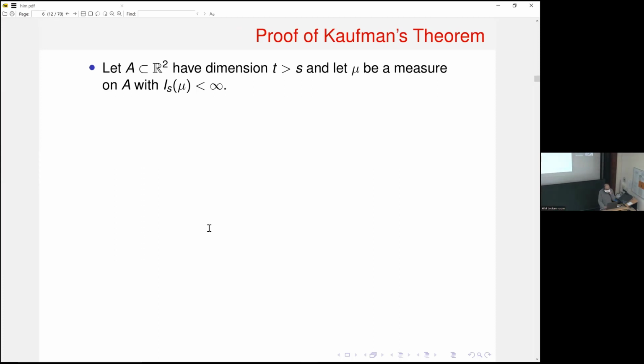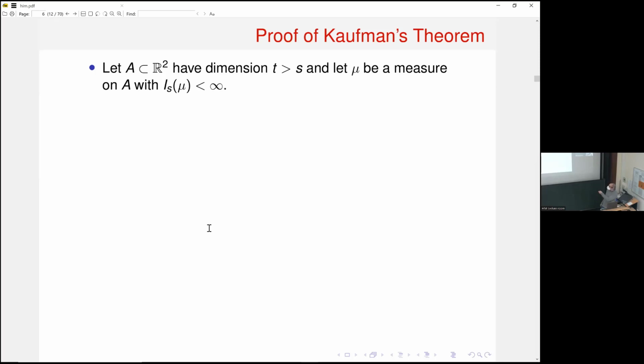So suppose that we have a set of dimension bigger than s. And because the dimension is bigger than s, by Frostman's lemma, there is a measure on A with finite s-energy. And we have already used that t is bigger than s. Okay, so the way I stated Kaufman's theorem in the previous slide, t could be equal to s. But now, there are epsilons flying around that can tend to 0, depending on whether one puts strict or non-strict inequalities. But here I want it to be bigger than s.